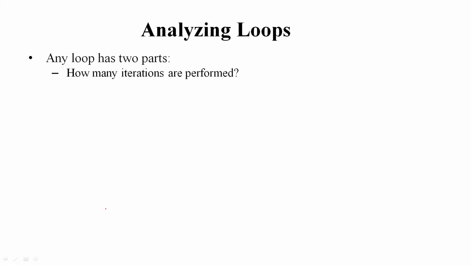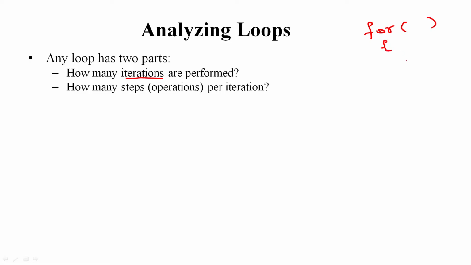Then analyzing the looping statements, the for loop. Here there are two portions. One is how many iterations are performed in the looping statement, and the other is how many primitive operations per iteration are carried out. Inside the for loop, how many primitive operations are carried out for each iteration? This we have to identify.